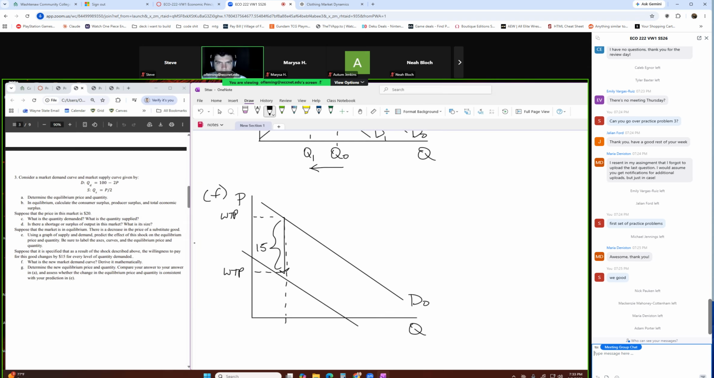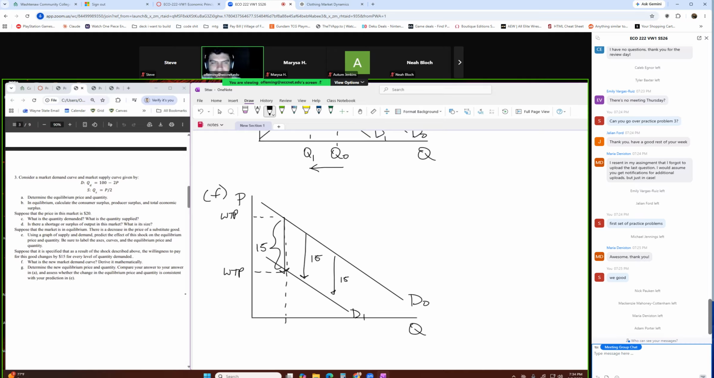Oh boy, that looks bad. Hold on. Boom. The new demand curve is going to cut in like this. Okay, so this distance is going to be 15, right?